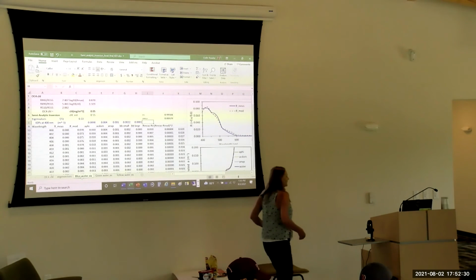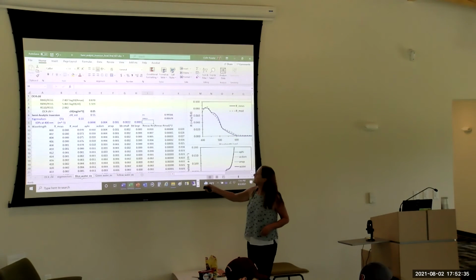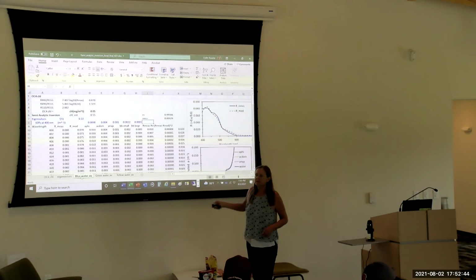Oh, I was reading the wrong thing. One thing to think about is that the chlorophyll was measured at 0.05, and the estimate was an order of magnitude higher than that. Okay. That was this. Yep.